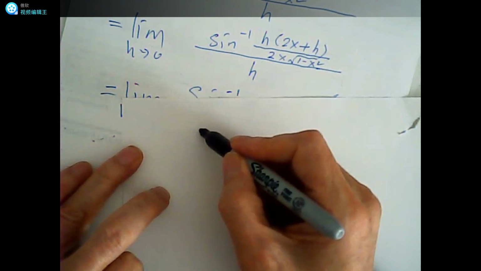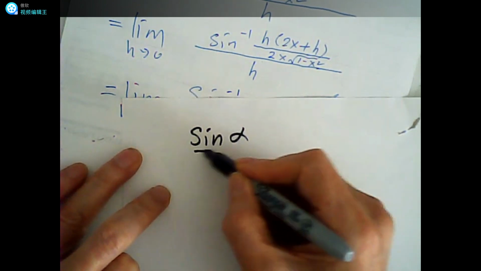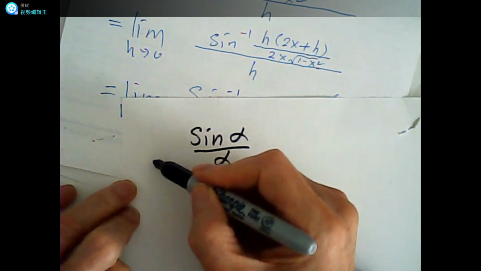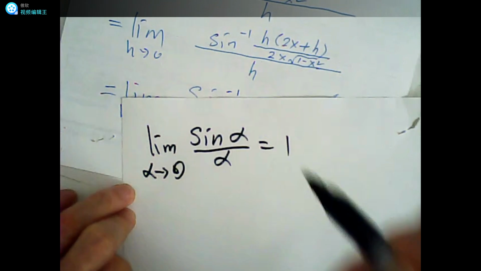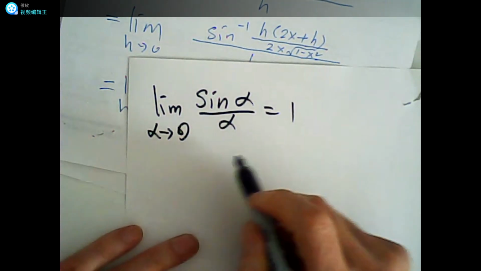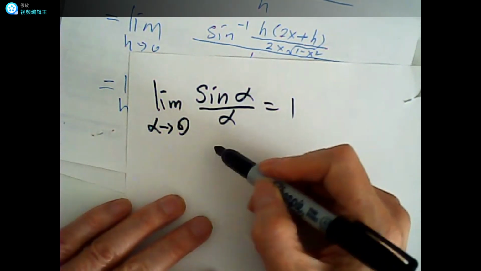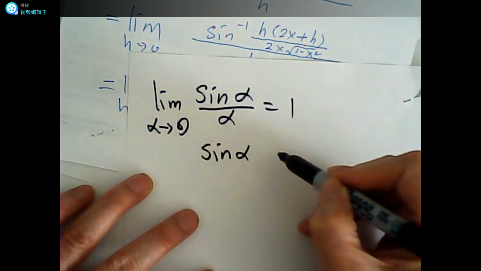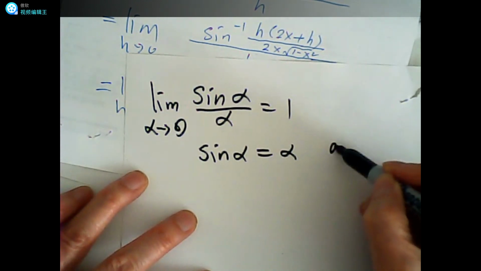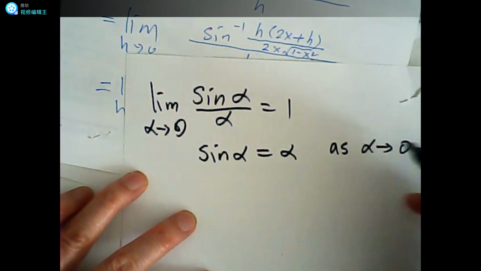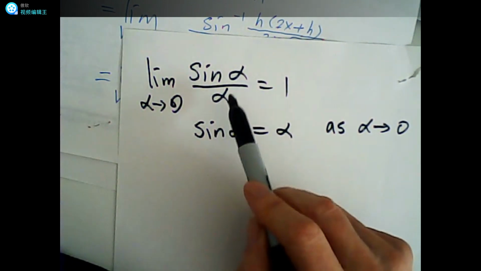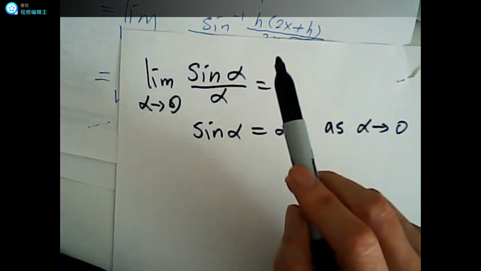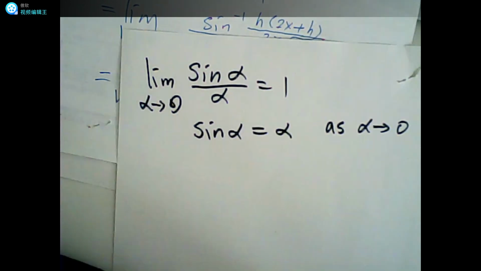Something important, I'll write it big, okay? We know that the limit as alpha goes to 0 of sine alpha over alpha is equal to 1, right? Which means that sine alpha is equal to alpha as alpha goes to 0. When this angle is very small, then the sine of this angle is equal to that angle.